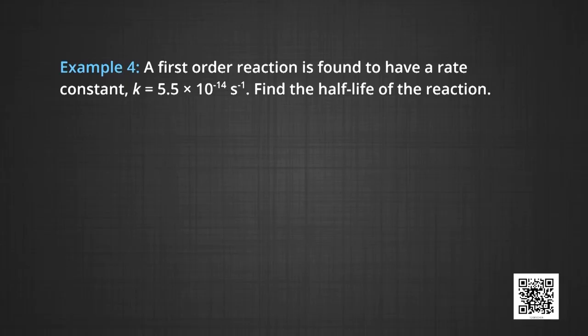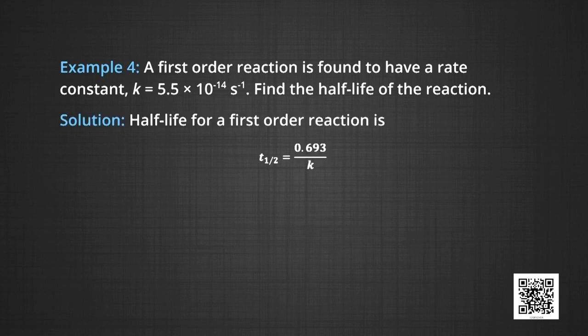Now, let me take some questions based on half-life. The first example is, a first order reaction is found to have a rate constant K is equals to 5.5 into 10 raised to power minus 14 per second. Find the half-life of the reaction. Now, let's solve it. The half-life for a first order reaction is T half is equals to 0.693 by K. Now, just putting the value of the K, T half is equals to 0.693 divided by 5.5 into 10 raised to power minus 14 per second. So, after calculation, T half will be equals to 1.26 into 10 raised to power 13 seconds.